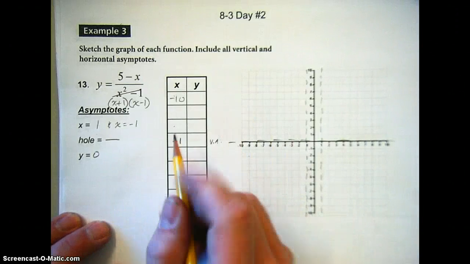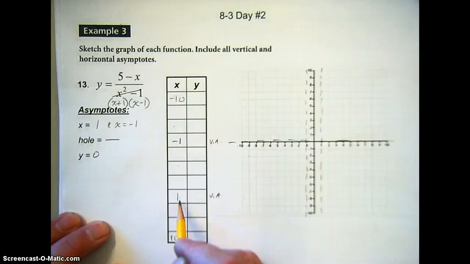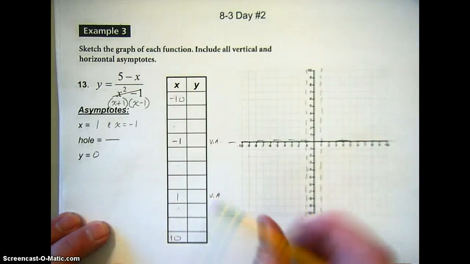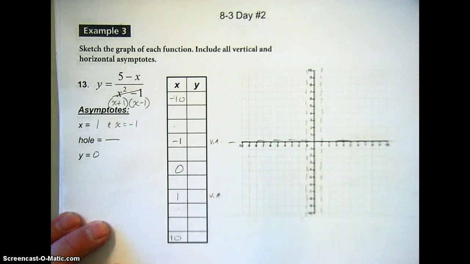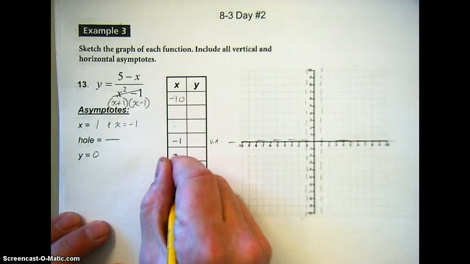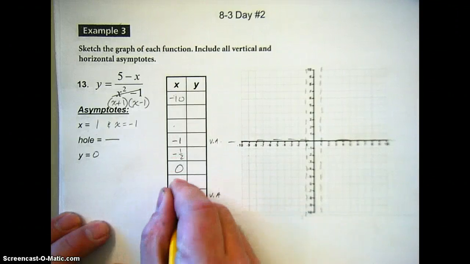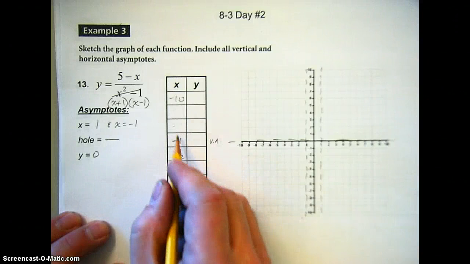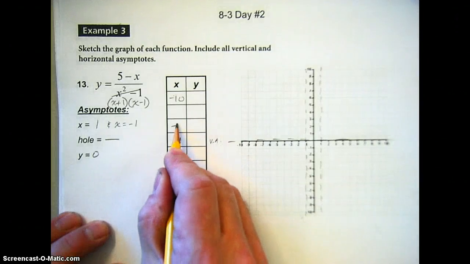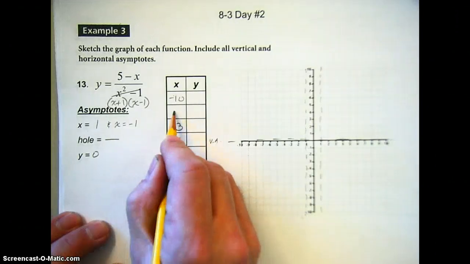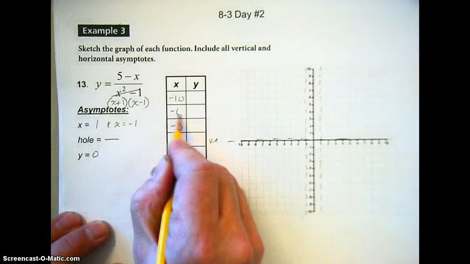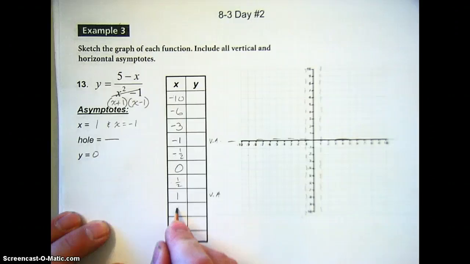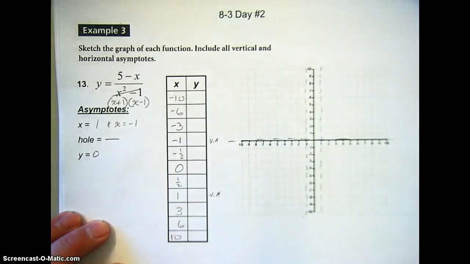Hey, what's going to go in between negative 1 and 1? 0, halfway in between. Well, what goes in between there? If we want to keep it equal, we could put any number, but 1/2 and negative 1/2 are good ones to try. Let's pick some values on here. Let's go with negative 3 and negative 6, and 3 and 6, just because we're cool like that.